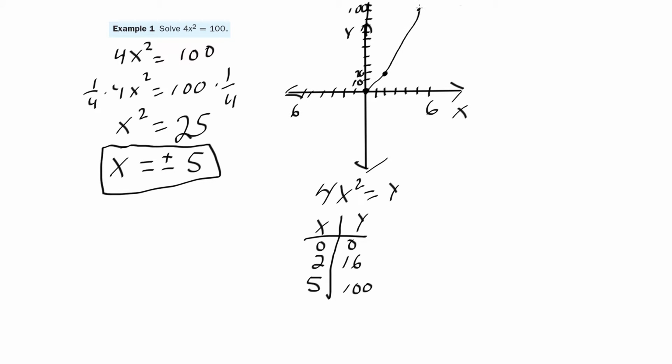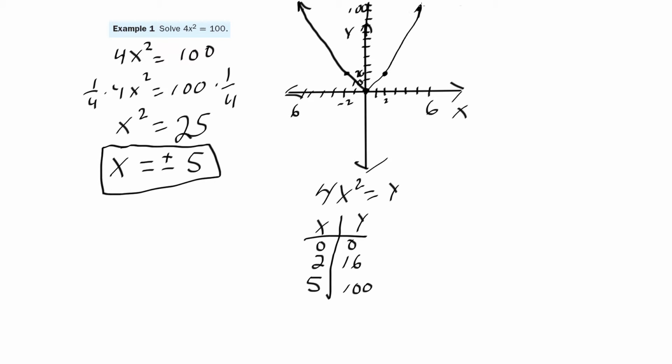And we know it'll be symmetric. So if 2 gave me 16, negative 2 will give me 16. I'll come across, make this point. If 5 gave me 100, a negative 5 will give me 100. And I've got my curves.